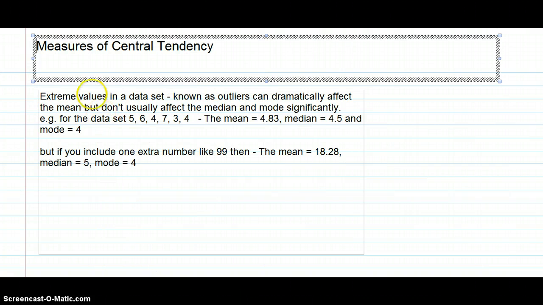Okay, one final point is to remember that outliers, or large values, can dramatically affect the mean, but they don't usually affect the median or the mode significantly. So you can pause that and read it if you like.